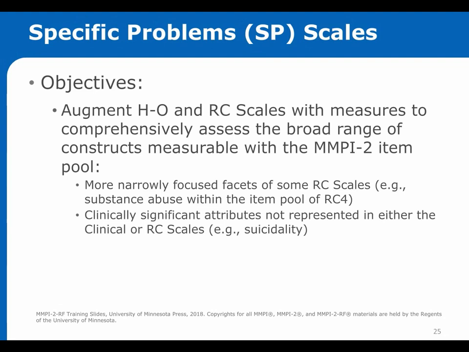The next reason for developing specific problem scales had to do with clinically significant characteristics that were not represented by either the clinical or RC scales. So there's no clinical scale or RC scale that measures suicidality. This, of course, is a construct of interest, and there are a fair number of suicidal and death ideation items on the MMPI-2, and for that reason, the suicidal ideation specific problem scale was developed.